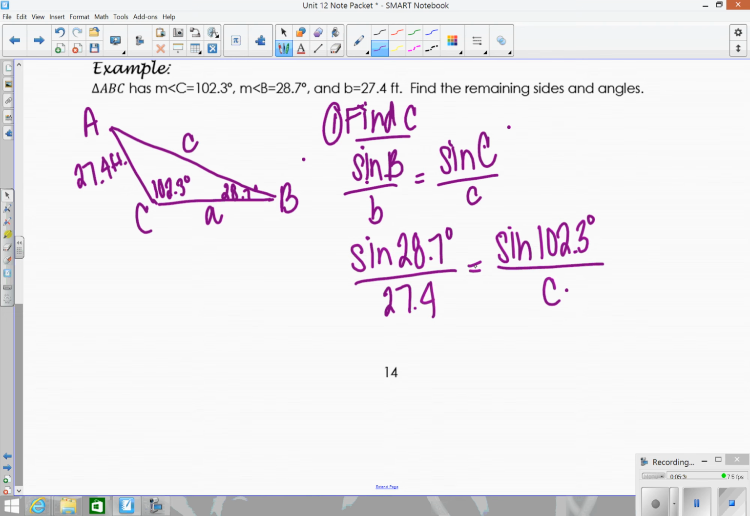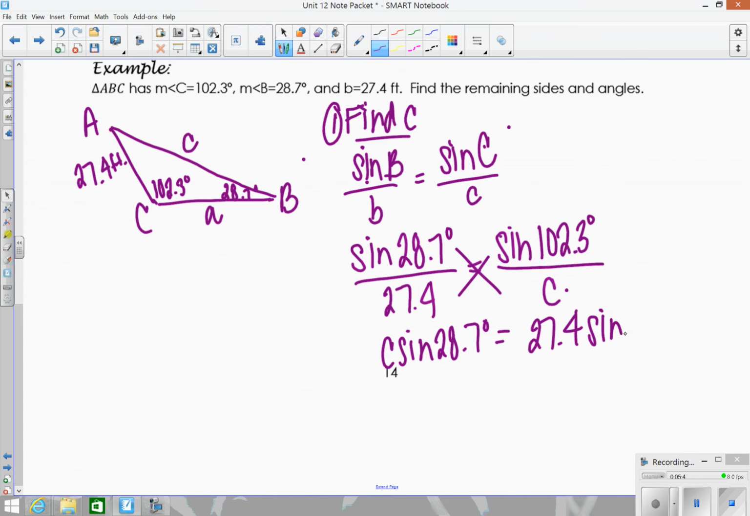Now I can cross multiply this. So we get c times sine 28.7 degrees equals 27.4 times sine of 102.3. Divide both sides by sine of 28.7 to get c by itself.